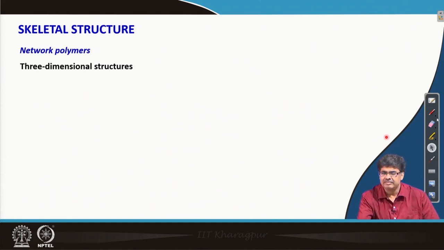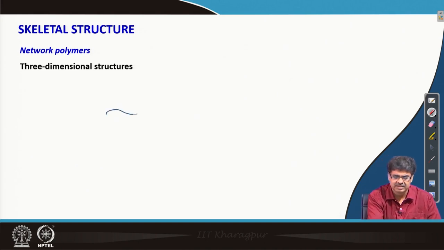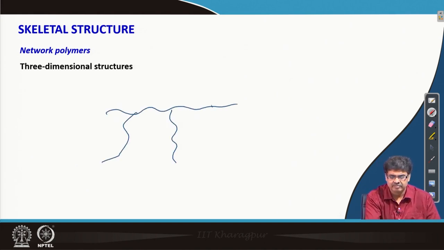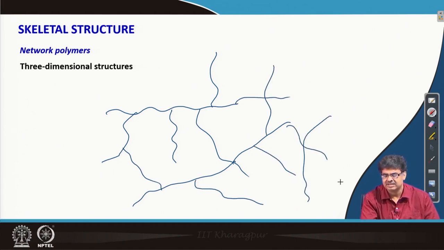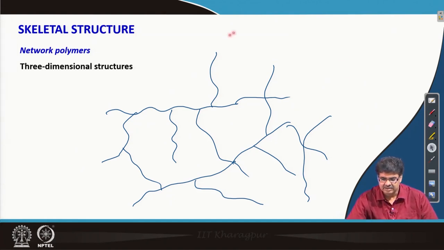We can also have three. Now, you can imagine that when we are making these branches, if they actually link between two polymer chains, then what happens? We get a kind of network structure where all the polymer chains are linked to each other. These are the main polymer chains and these are the branches. I should have drawn it with different colors, but as you can understand, in that case almost all the chains are linked with each other. As a result, we get a network polymer.